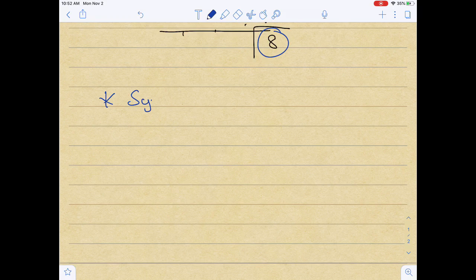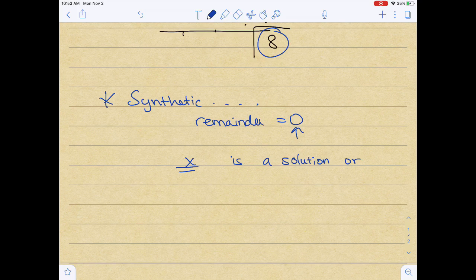Secondly, when we talked about synthetic division, if the remainder equals 0, then again, we know that whatever we were using to divide with is a solution. Whatever value for x we used, it is a solution or a factor if that's what we were testing for. So again, the magic number is the remainder of 0. That's how we know that it is a solution.